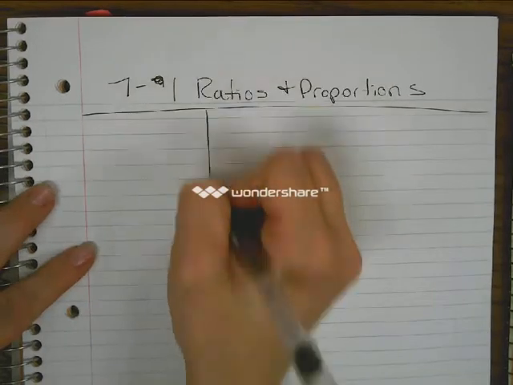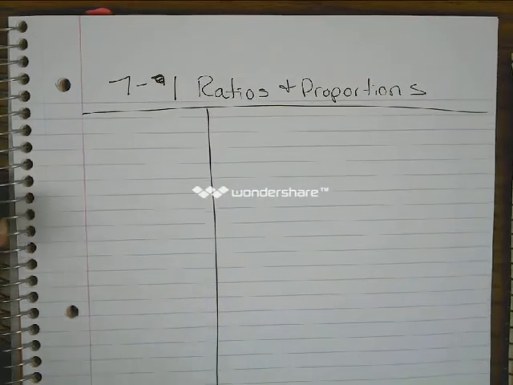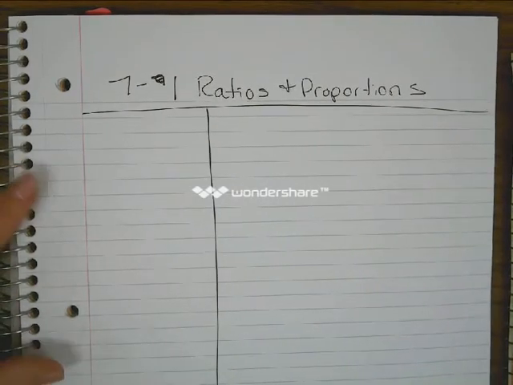Before we can do similarities in triangles, we need a little bit of algebra practice. So this is really an algebra section. It's just reviewing you on ratios and cross multiplying.